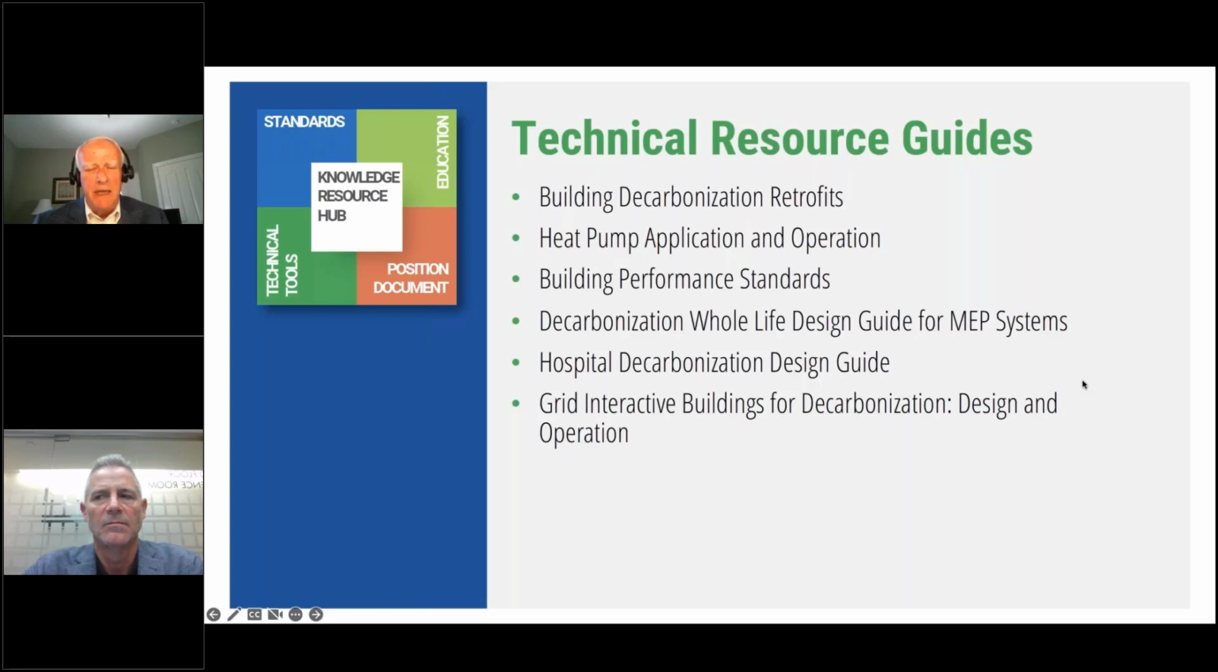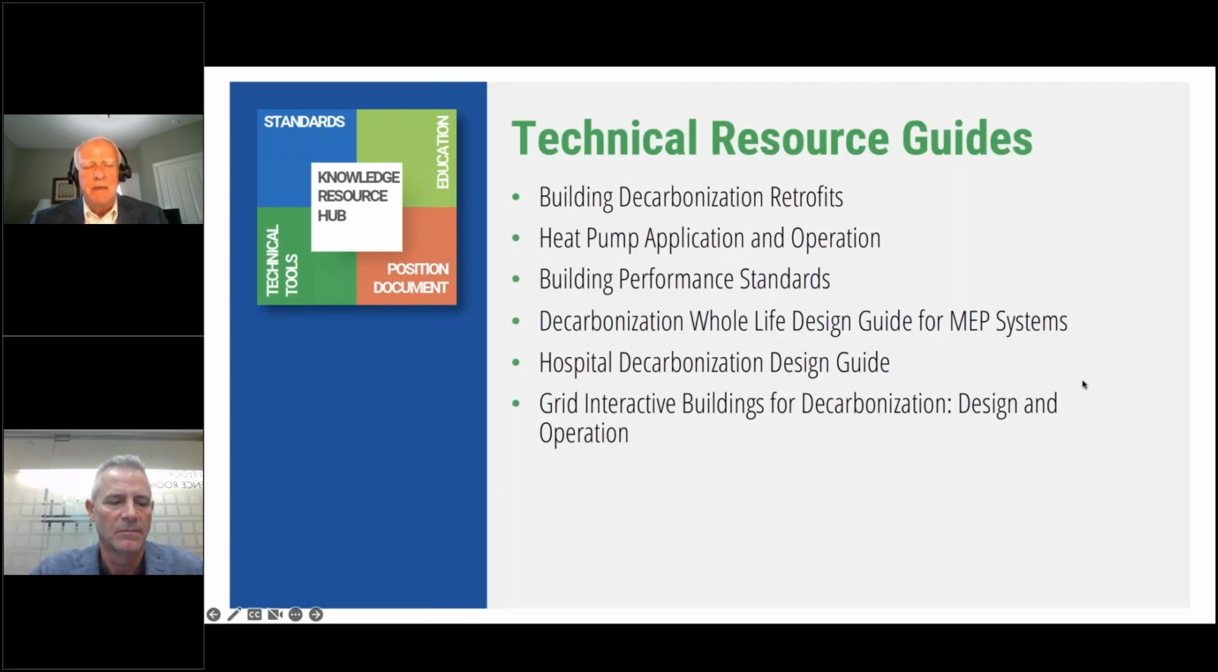The second major guide that we are developing is the heat pump application and operation guide. We realize that heat pumps are critical to decarbonizing our buildings. The purpose of this is to develop a guide talking about the techniques and practices needed to incorporate the various types of heat pump technologies, dealing with buildings in multiple climates, hot climates, cold climates, and so forth. And we look at decarbonization and the use of heat pumps and their application and operation.